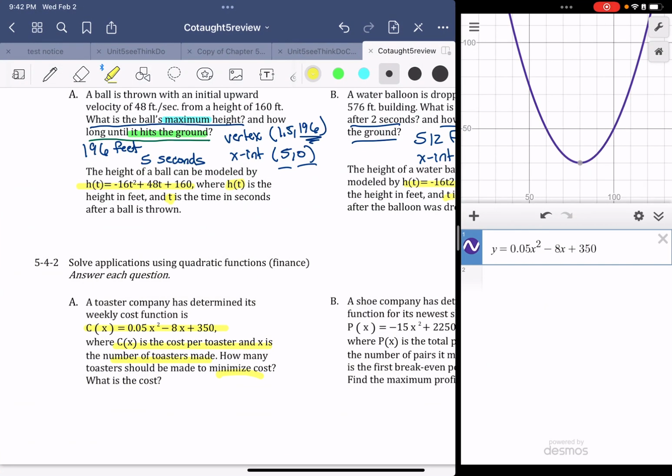So let's write our answer. How many toasters should be made? They should make 80 toasters. Make sure you always answer with words on a word problem. 80 toasters, and the minimum cost will be $30.